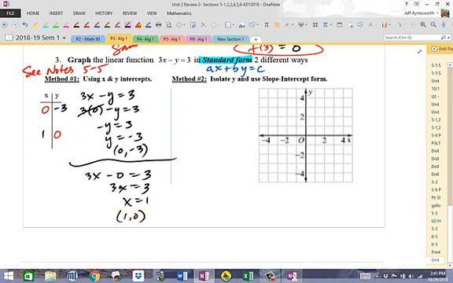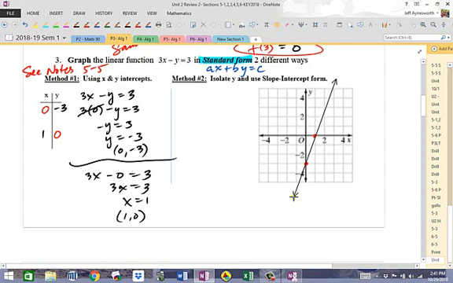So if you plot those, (0, -3) is here, (1, 0) is right here, and if you graph the line from there, it should look like this. This is the x-intercept here, y-intercept here. Now the other way to do it is to isolate y.